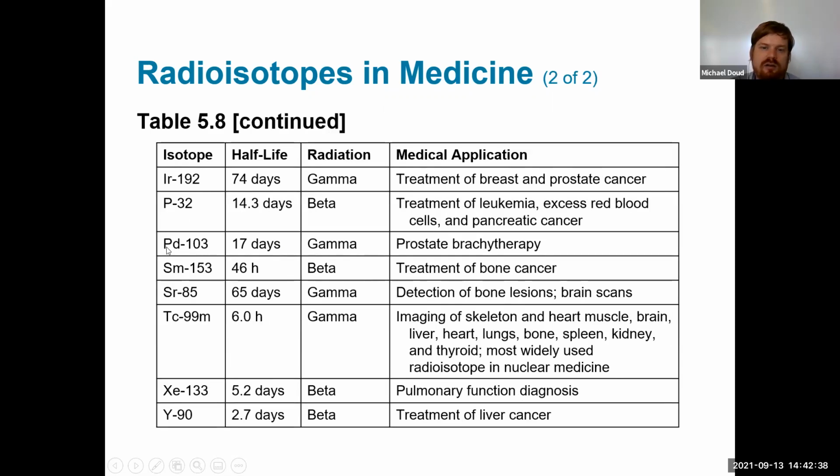Let's see here. Anything else that's interesting? Yeah, this gives you an idea of where it can be used, like bone cancer, breast cancer, prostate cancer, leukemia, pancreatic cancer, liver cancer. Each organ and each tissue takes up different atoms more readily. So you want to choose the correct radioactive atom to locate in the correct spot.